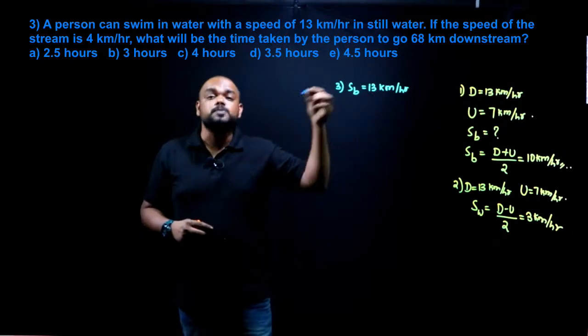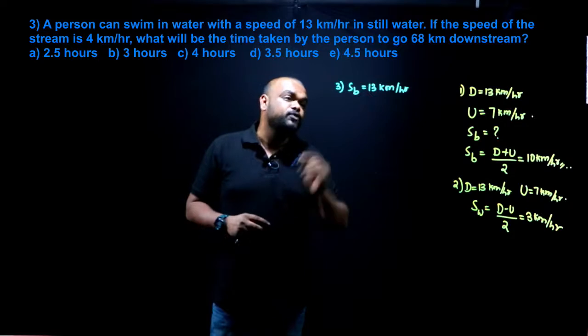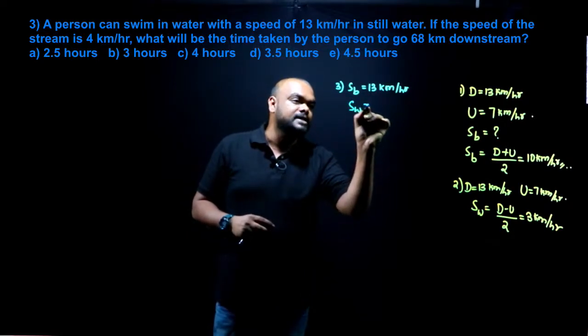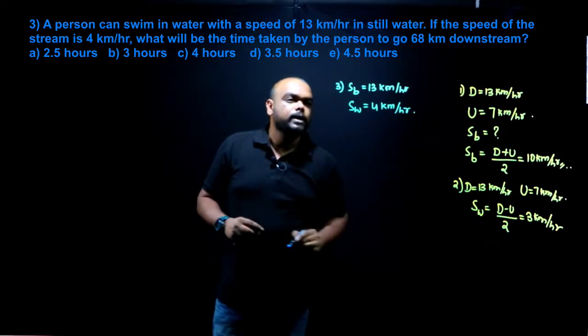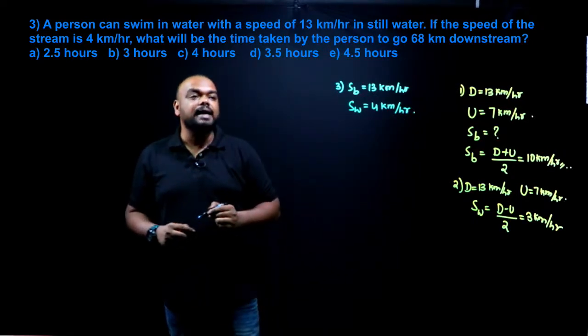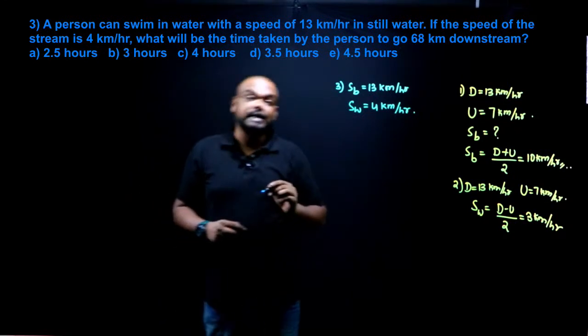Speed of a person or speed of a boat, both are the same for us. It doesn't matter. Now, if the speed of the stream is 4 km per hour, that is what SW is, 4 km per hour. What will be the time taken by the person to go 68 km downstream?